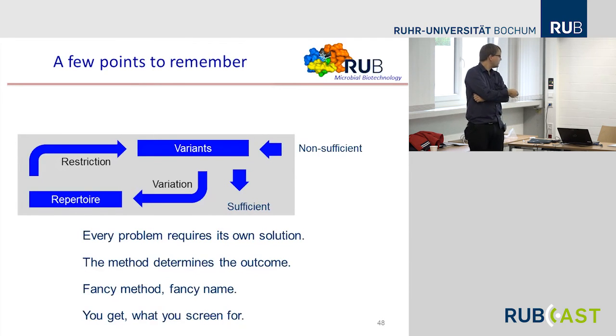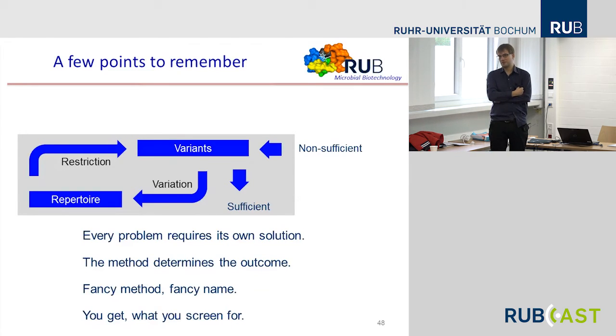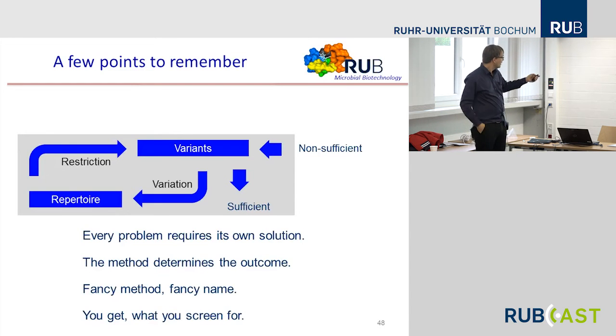Then something, fancy method, fancy name. For some reason, everyone in this field is putting names like sesame to PCR methods. And so if you hear the name of the method, you have no idea what it is. Yeah? So what you should do is, if you develop your method, think of a fancy name which has nothing to do with the method.